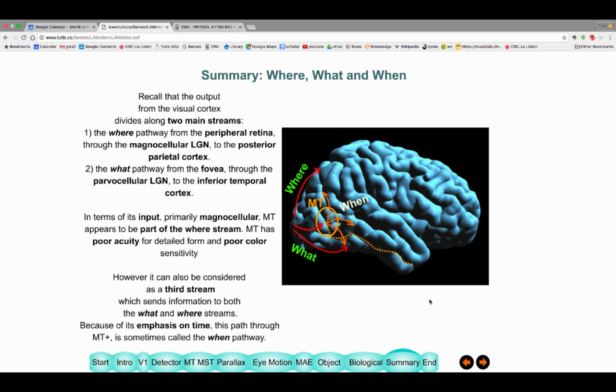So in terms of input, the stream we're talking about today seems to be getting most of its information from the where stream. Okay, so it seems to be a where stream type of thing. It's got poor acuity, it senses motion. But some people call this a third stream, because it provides information both to the what stream and to the where stream.